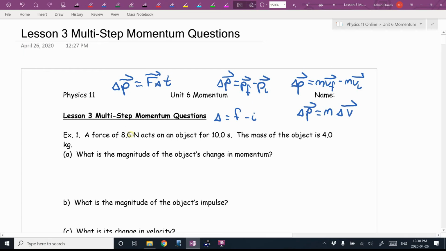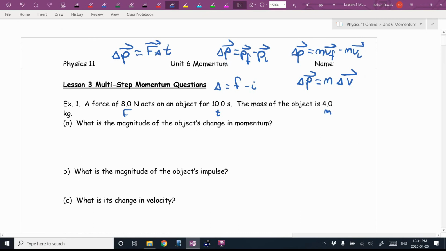A force of 8 newtons acts on an object for 10 seconds. So right away I notice I have a force, I have a time, and it looks like I have a mass as well. So A says, what's the magnitude of the object's change in momentum? The reason I said magnitude, remember, change in momentum is a vector, and all vectors have magnitude and direction, but I didn't give you any direction in this question, so I'm just asking for the size, how big.